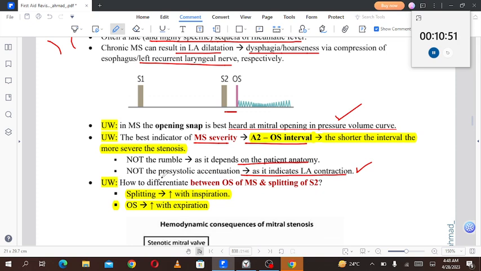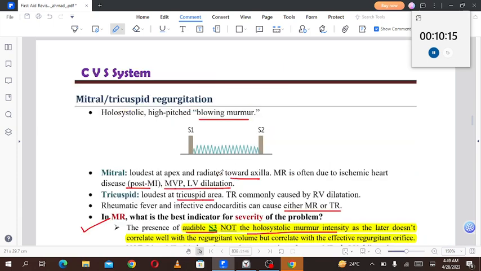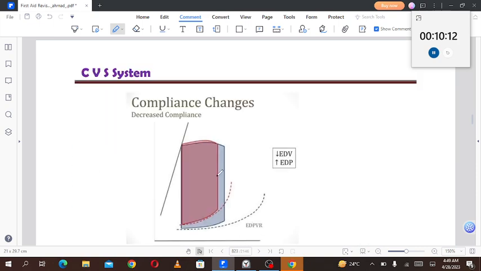Then we have a UWorld point on how to differentiate between the opening snap of mitral stenosis and splitting of S2. Here you can see there is a split, and a similar split is also seen on inspiration. Splitting will be increased with inspiration, and the opening snap will be increased with expiration. But there is another thing: paradoxical splitting. This is page number 838. The splitting increases with inspiration and the opening snap increases with expiration, but that is not true for paradoxical splitting, which increases with expiration.